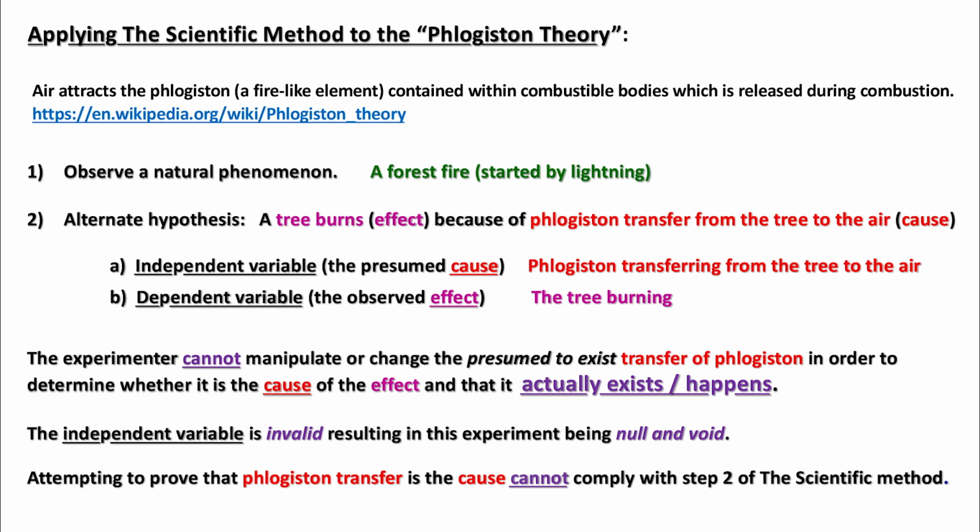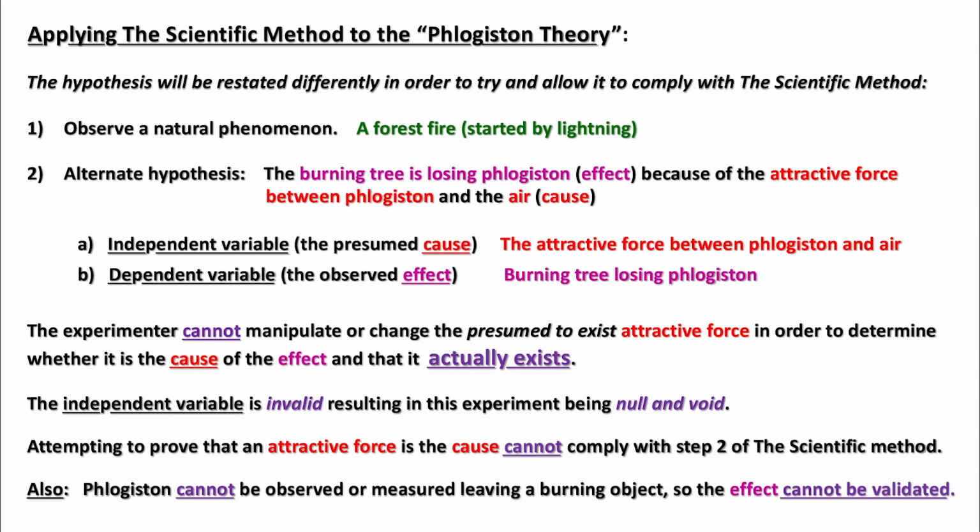A. The independent variable, the presumed cause, phlogiston transferring from the tree to the air. B. Dependent variable, the observed effect, the tree burning. The experimenter cannot manipulate or change the presumed-to-exist transfer of phlogiston in order to determine whether it is the cause of the effect and that it actually exists or happens. The independent variable is invalid, resulting in this experiment being null and void. Attempting to prove that phlogiston transfer is the cause cannot comply with step 2 of the scientific method.